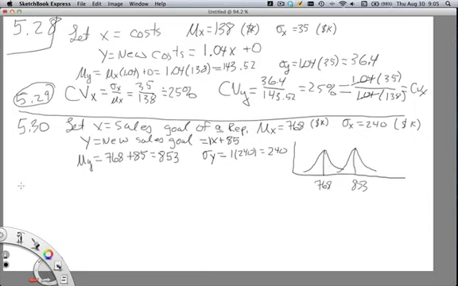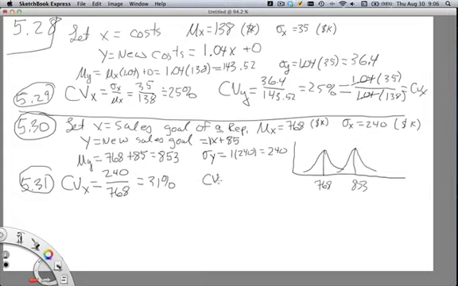Let's do one more problem, which is 5.31. So 5.31 reads, for the preceding problem, compare the coefficient of variation before and after the sales goal adjustment. Why does it change or not? Okay, so the coefficient of variation of X is going to be 240 divided by 768. And this is about 31%.